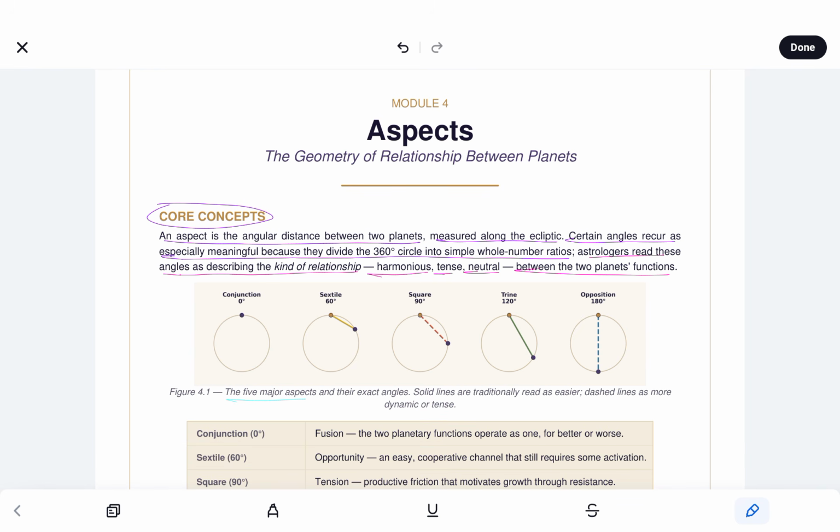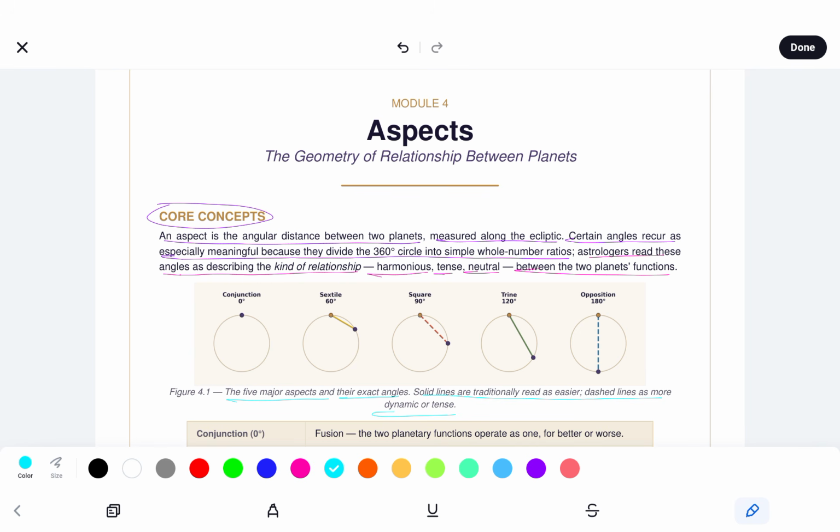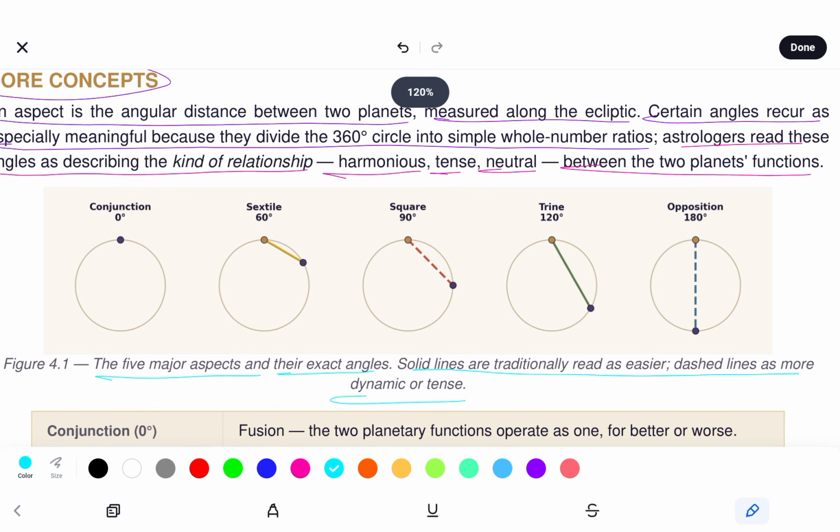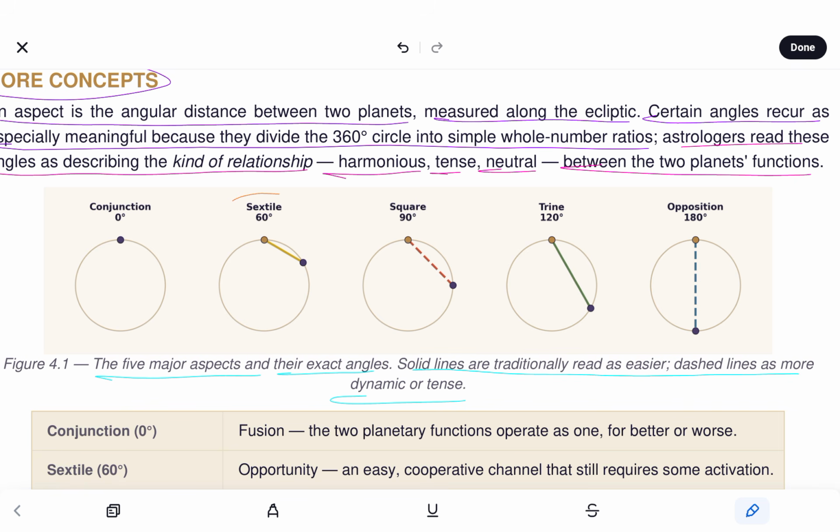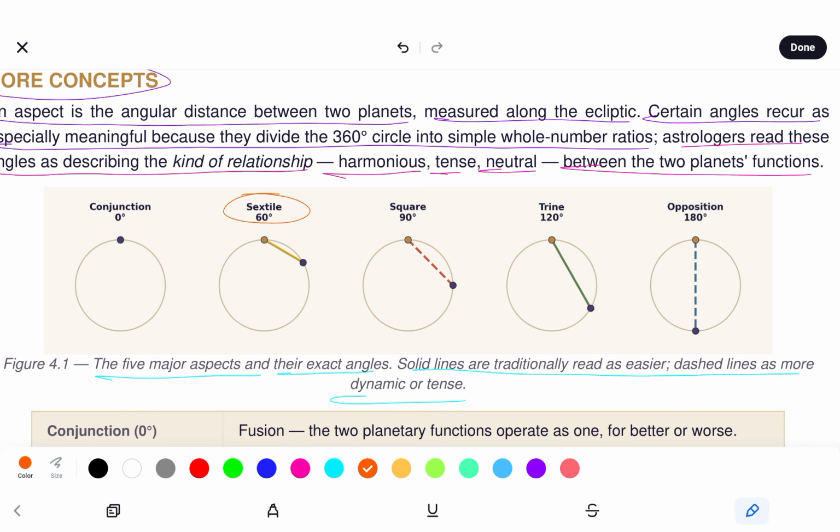You see the 5 major aspects and their exact angles. Solid lines are traditionally read as easier, and dashed lines as more dynamic or tense. So that tells us that sextile and trine are traditionally seen as easier, while opposition and square are dashed, dynamic or tense, and what's empty is our conjunction, 0 degrees.